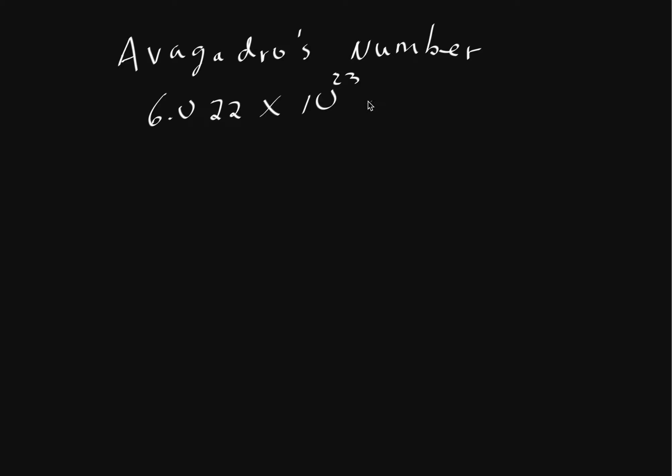So it's kind of like a dozen. Now, we give a name to Avogadro's number. We call this a mole. And saying that you have a mole of things is kind of like saying you have a dozen. So just like 12 is equal to a dozen, then in the same way, 6.022 times 10 to the 23 is a mole.